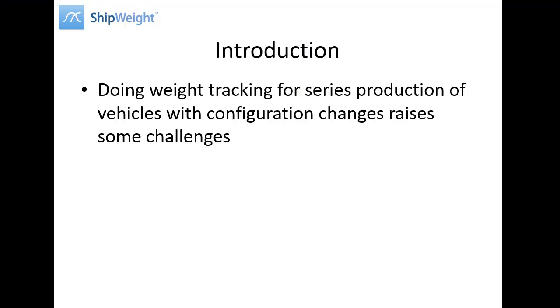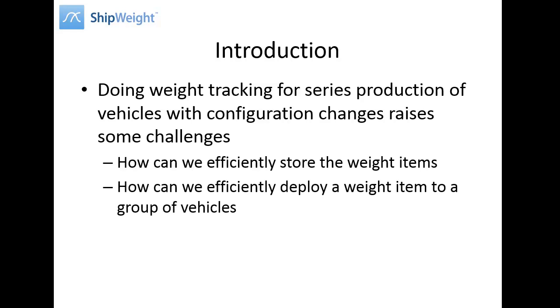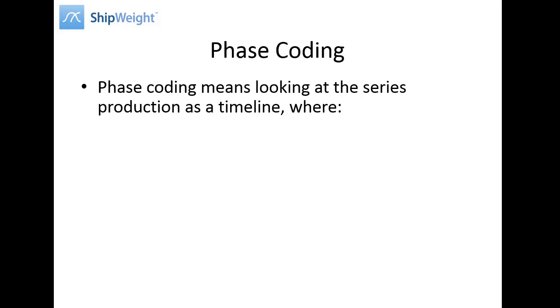Doing weight tracking for series production of vessels with configuration changes raises some challenges. How can we efficiently store the weight items, and how can we efficiently deploy a weight item to a group of vessels? In ShipWeight, we can use phase coding for this.